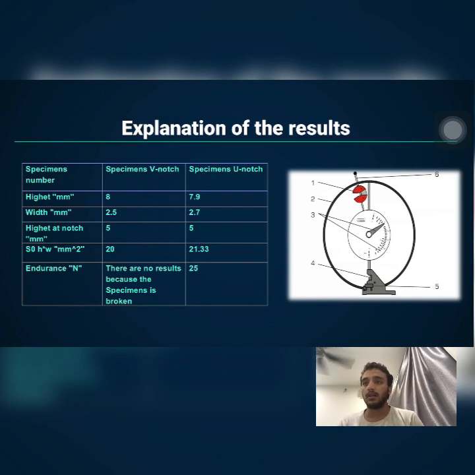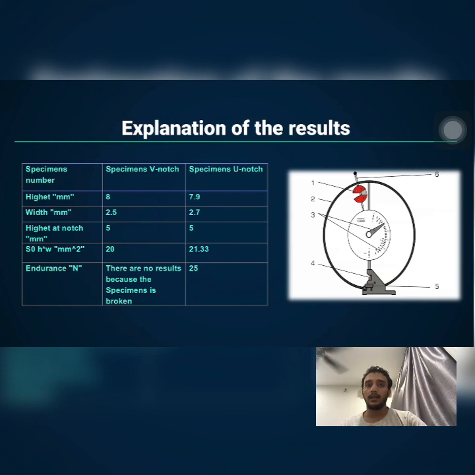Actually, these are the results obtained when we did the test in the lab. First, we measured the dimensions of the specimens. We did it for specimens with a U notch and a V notch, and then we fixed the specimens at point 4. After that, we set the cutter at point 6. Then we let it hit the specimen to give us the energy needed to cut the specimen.